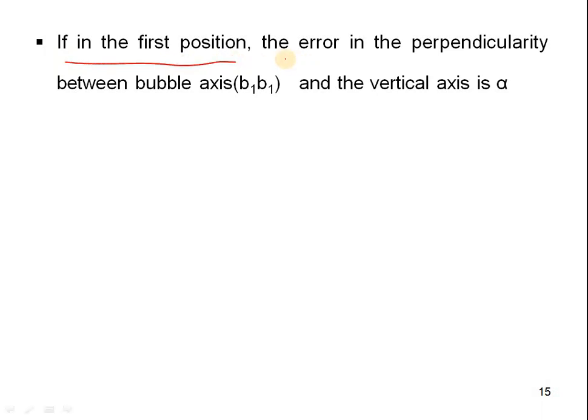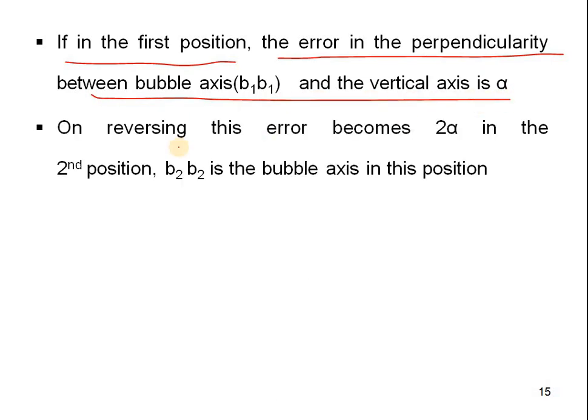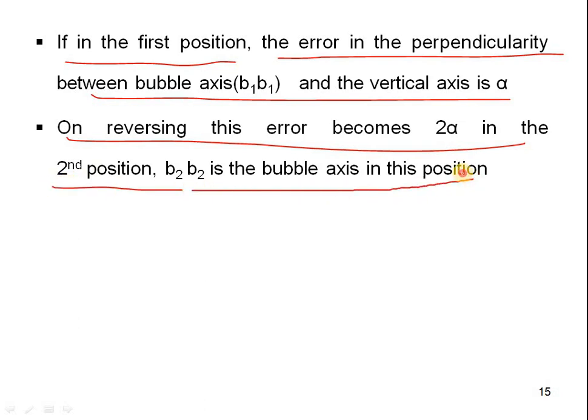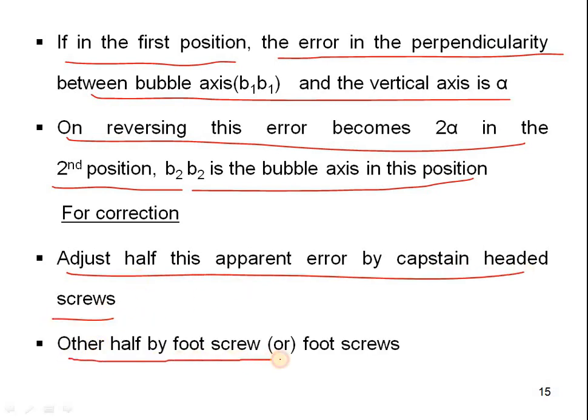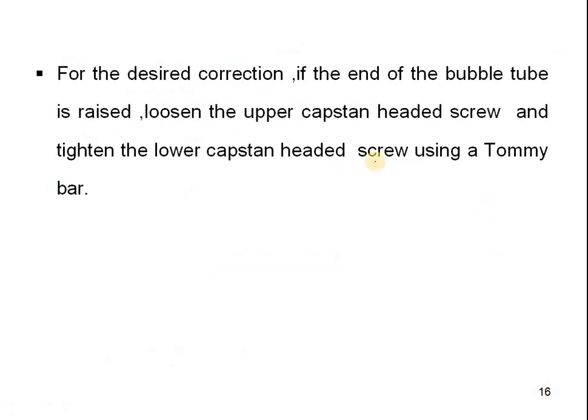If in the first position the error in the perpendicularity between bubble axis B1 and the vertical axis is alpha, on reversing this error becomes 2 alpha in the second position, that is, B2 is the bubble axis in this position. For correction, adjust half this apparent error by capstan headed screws, and the other half by the foot screw or foot screws.